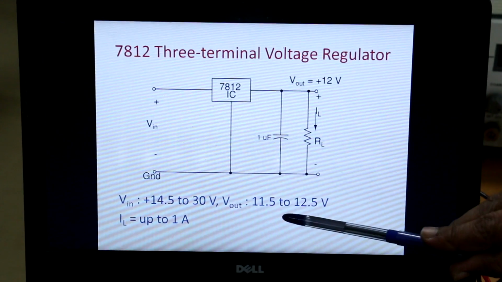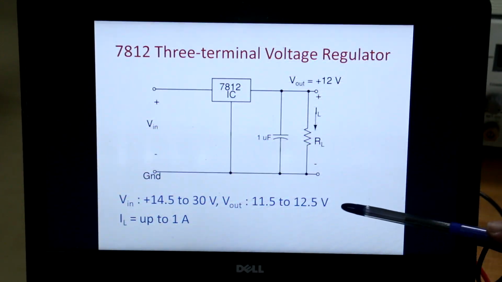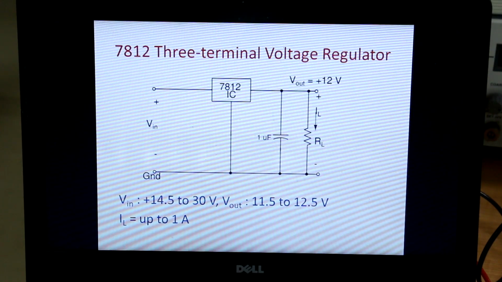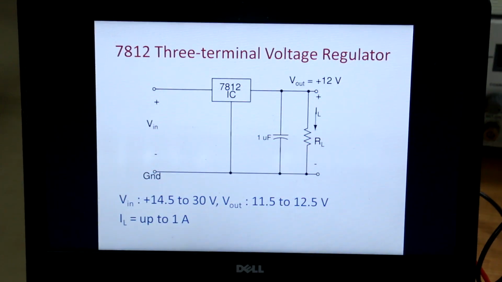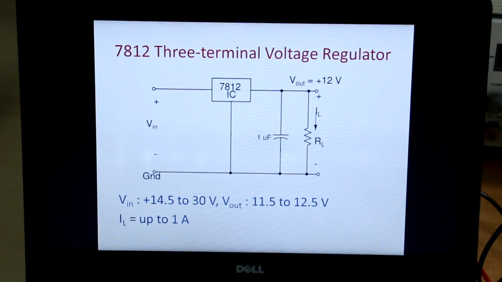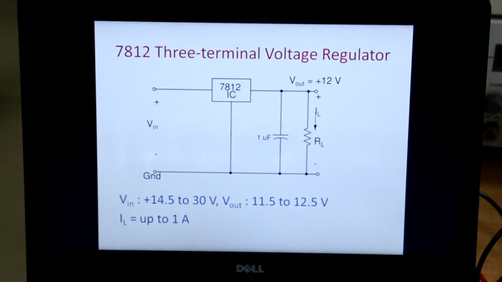Your output voltage, they guarantee that it will be between 11.5 and 12.5, even if you are working from room temperature all the way to 100 degrees centigrade. And load currents can be anywhere up to 1 amp. So for most of the applications, this is a fantastic solution.